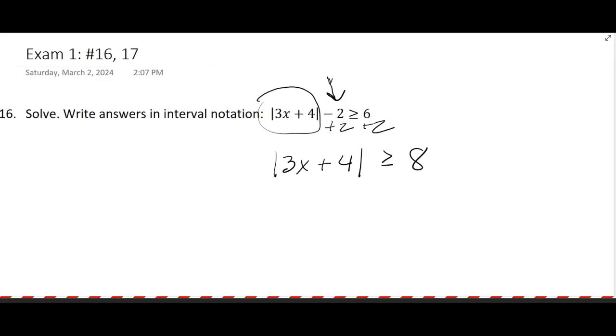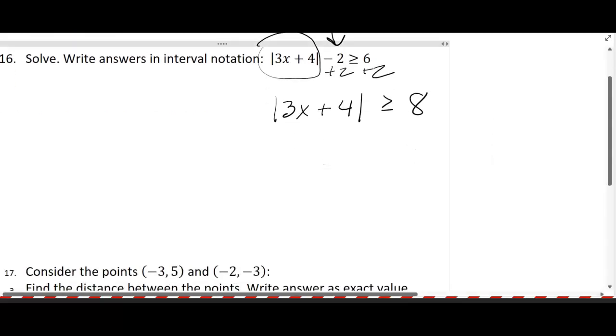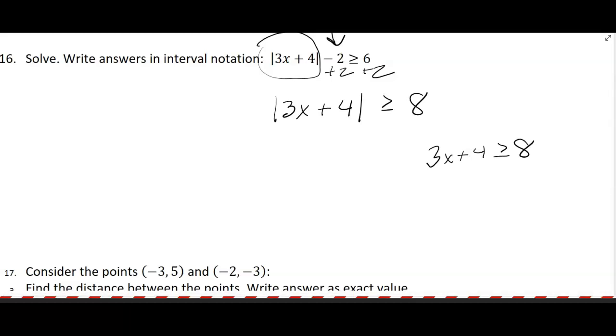Now we can take the absolute value part and work with that. Because it's greater, you can have 3x plus 4 be greater than or equal to 8. That'll be one of the inequalities. Or you could have the 3x plus 4 be less than or equal to -8. So it could get really small or really large.